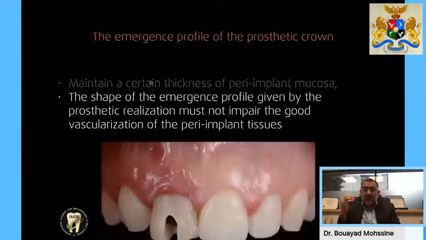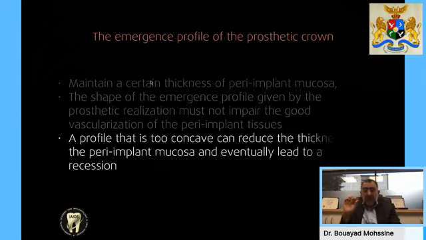The shape of the emergence profile given by the prosthetic realization must not impair the good vascularization of the peri-implant tissue. A profile that is too concave can reduce the thickness of the peri-implant mucosa and eventually lead to a recession.